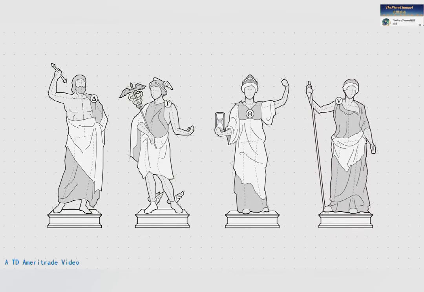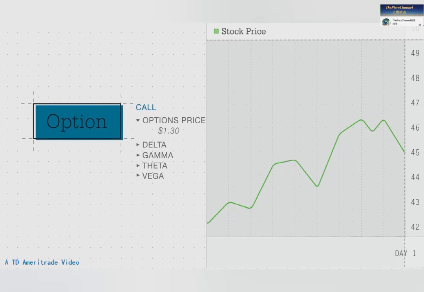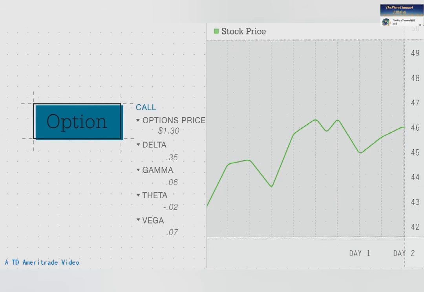Now, let's pull our Greek council together and look at how they can be used to analyze the sensitivities of a single option. To set the stage, let's say your option's premium is $1.30 and your option has a delta of 0.35, a gamma of 0.06, theta of 0.02, and vega of 0.07. Today, price moves from $45 to $46, and the premium increases 35 cents to $1.65. Because a day has passed, the premium decreases 2 cents due to theta.